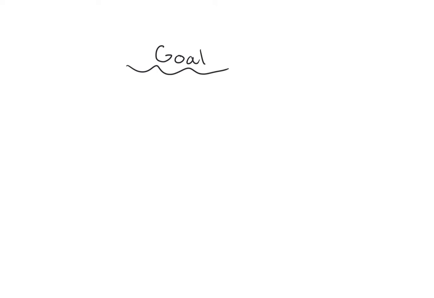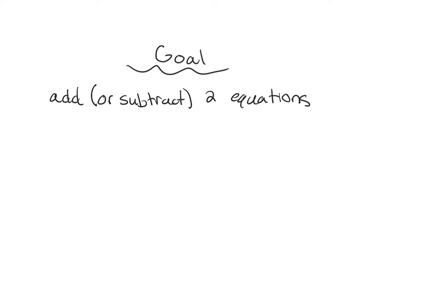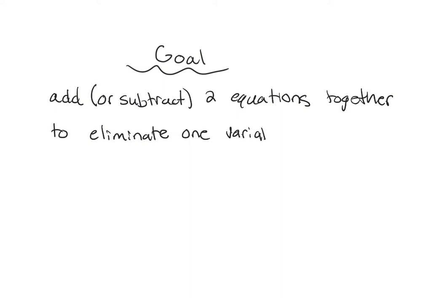Today's lesson is on solving systems by elimination. So the goal in elimination is to add or subtract two equations together, and that is for the purpose of eliminating a variable. So I'm just going to write to eliminate one variable. Because if we can eliminate one, we can solve for the other.